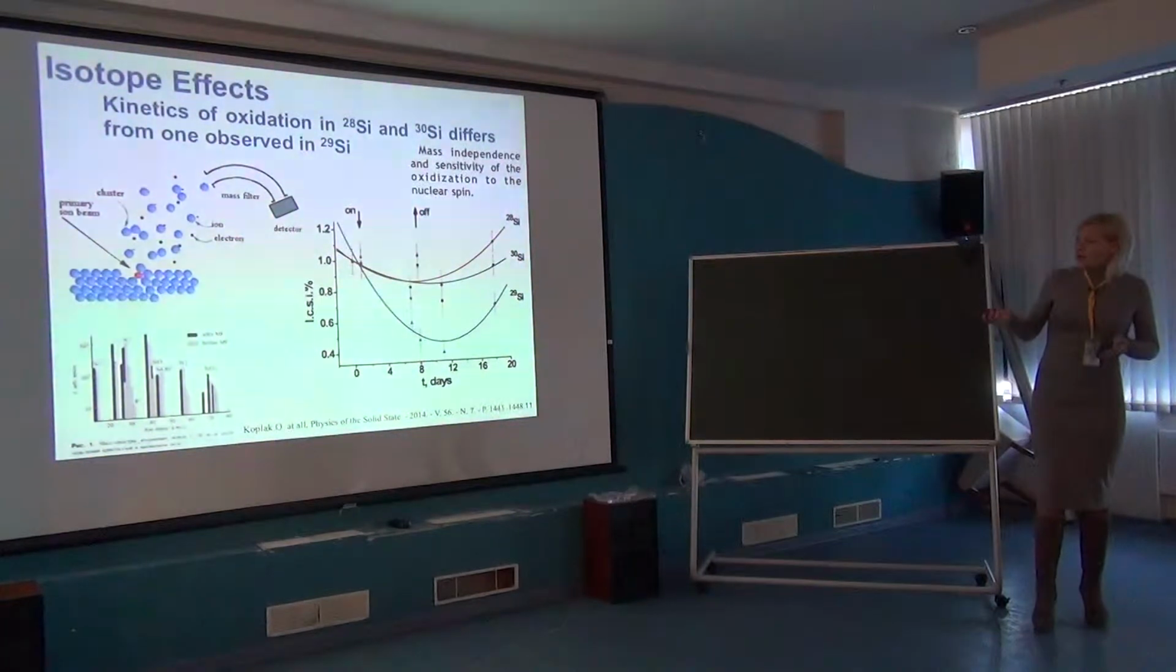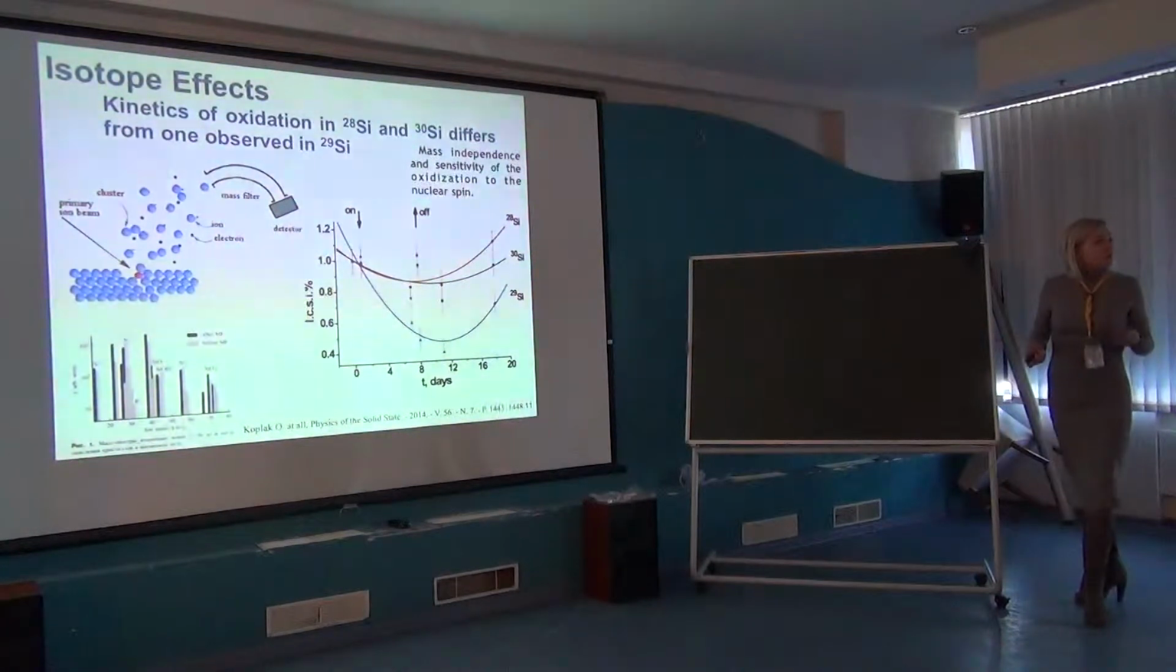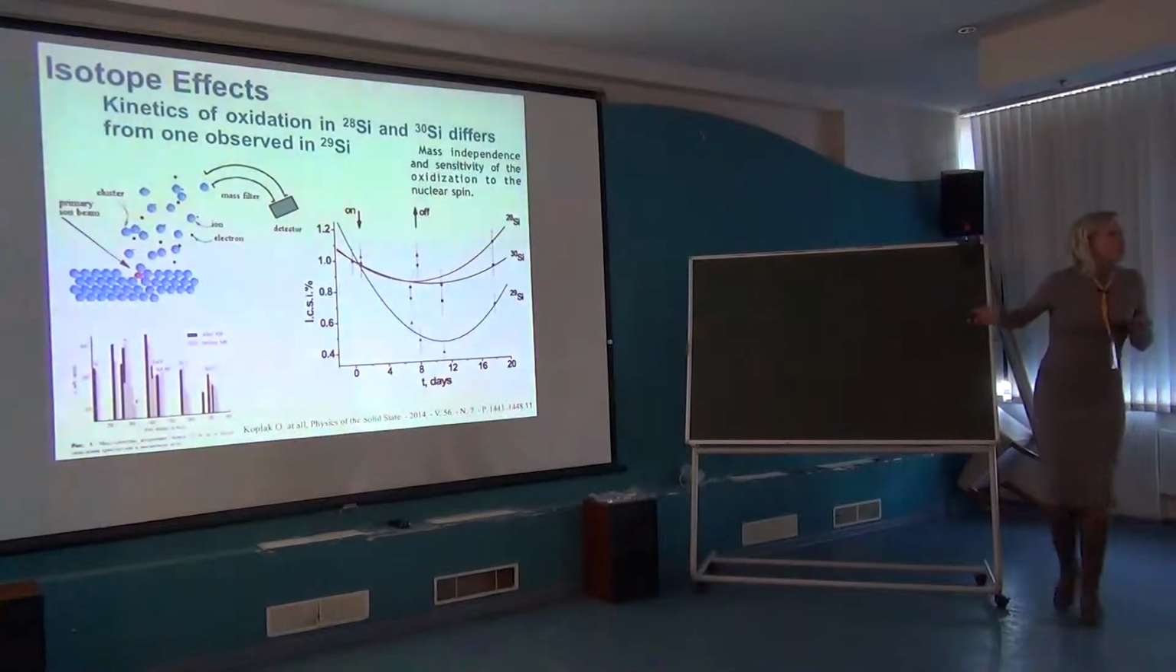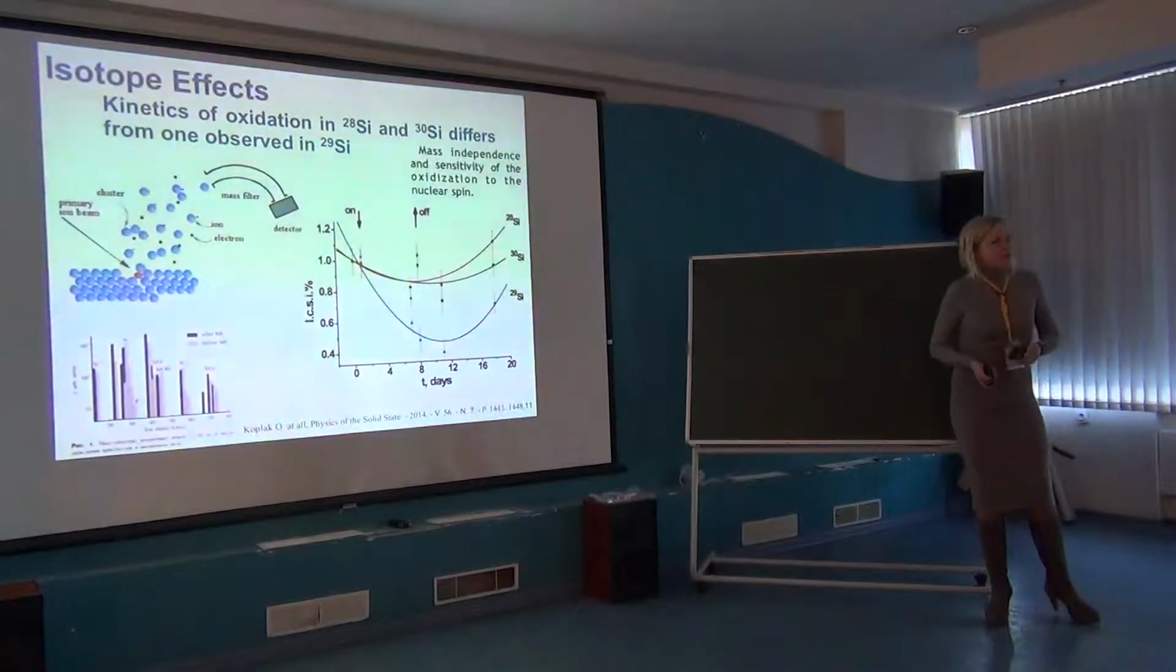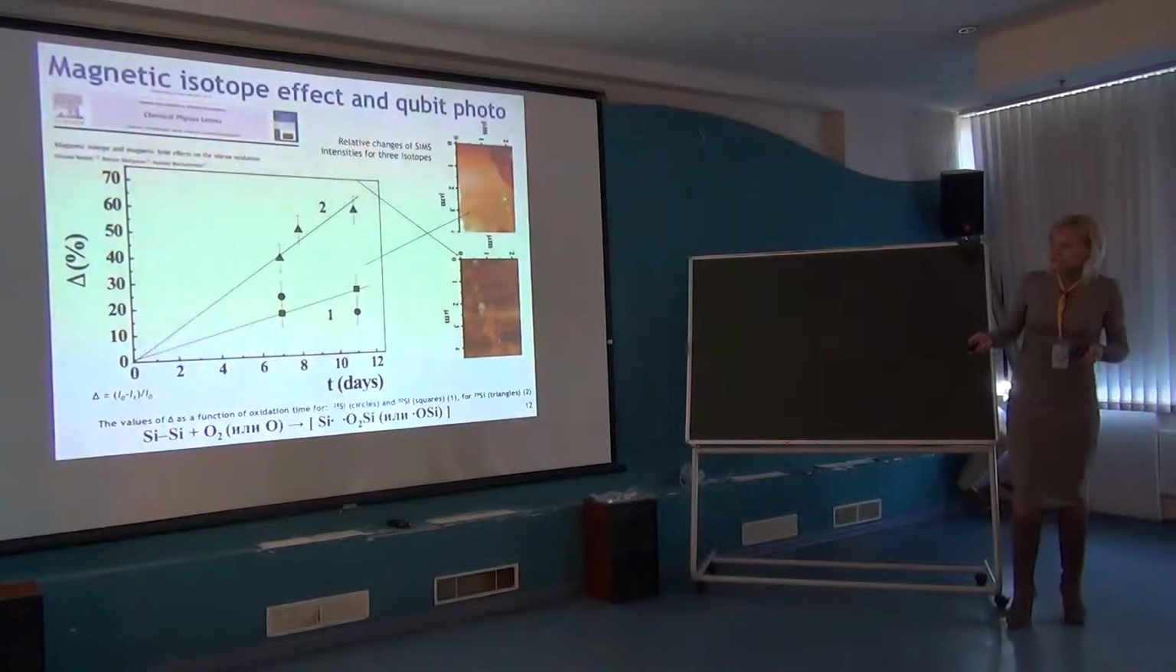And we found that silicon-29 is involved in the oxidation reaction more often than another isotope. But, for example, 29 is 90%, but just a few times these atoms can be involved in the reaction with oxygen. And the value of these relative changes you can see on these graphs.